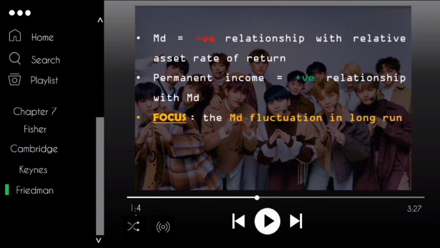This slide is based on the formula. So MD has a negative relationship with the relative asset rate of return. Permanent income has a positive relationship with MD, which is more stable than price fluctuation. Let's focus on the MD fluctuation in the long run, which states that demand will not have a large increase or decrease compared to permanent income in the long-run business cycle.